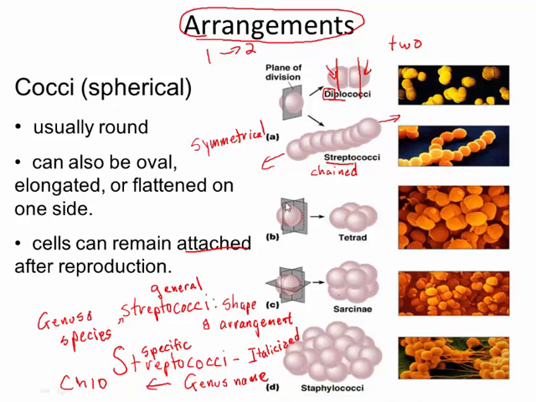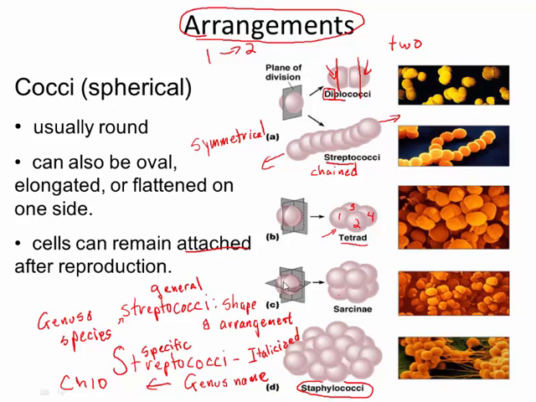Now, what happens if it can divide along different planes? What if it can divide along two planes? Well, it can form sort of this layered arrangement called a tetrad. Tetra meaning four. We have 4 cells here. Now, I'll be honest with you, we won't see too many tetrads this semester. There are some species of Streptococcus that can form tetrads, but we often won't see that. The one I really want to point out here is the next one.